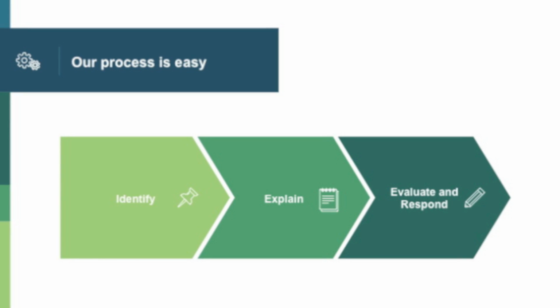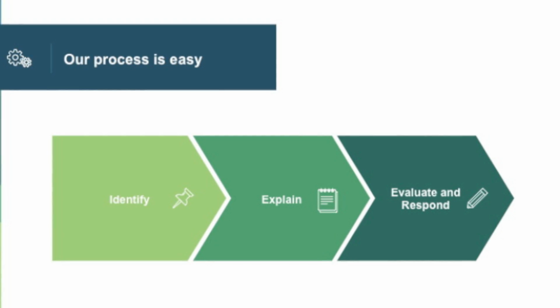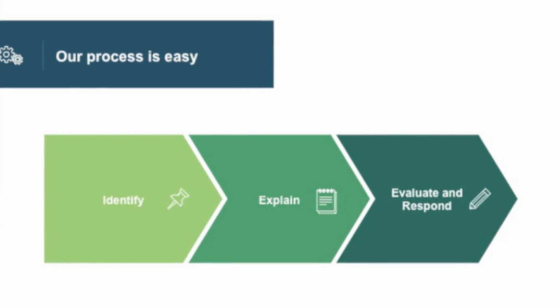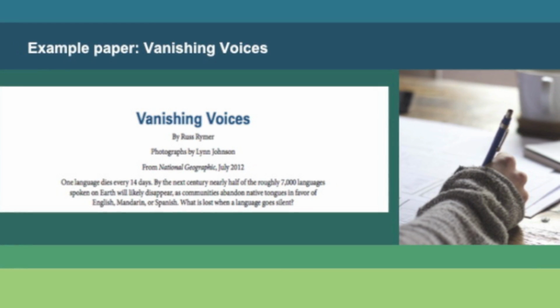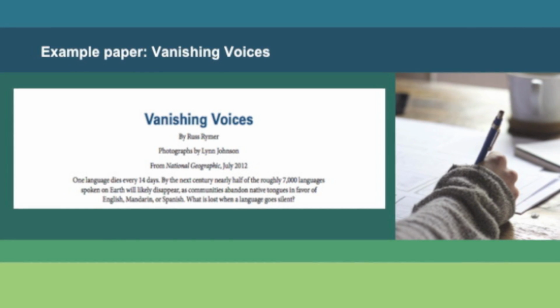Now we have our process, which is divided into three parts. Our process is actually very easy. You should identify, explain, evaluate, and respond. Now we decided to evaluate an example for you guys. This excerpt is Vanishing Voices from the 2016 AP Seminar Packet.